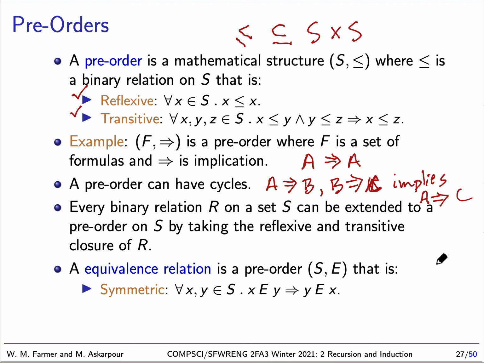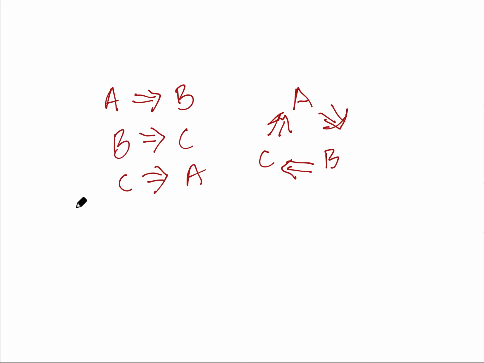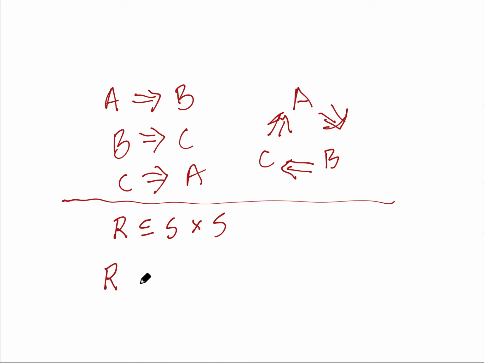Now, every binary relation R on S can be extended to a preorder by taking the reflexive transitive closure of R. So what this means is, if we have a binary relation like this, we can come up with a preorder, which I'll write like this. And so this would be a preorder if it is the reflexive transitive closure of R.